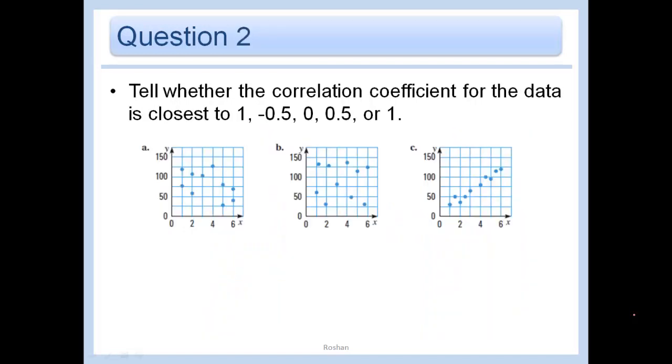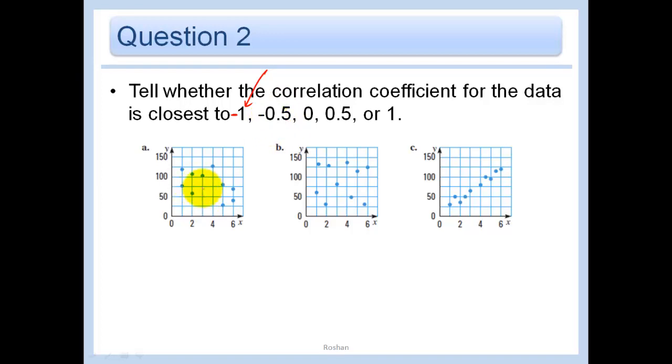Tell whether the correlation coefficient for the data is closest to -1, -0.5, 0, 0.5, or 1. So, oops, I meant to put a -1 here, so please fix that on your PowerPoint. This, again, would be an exact negative slope. This would be an exact positive slope. The 0 would be no correlation at all. And then the 0.5 would be some positive correlation. The -0.5 would be some negative correlation.